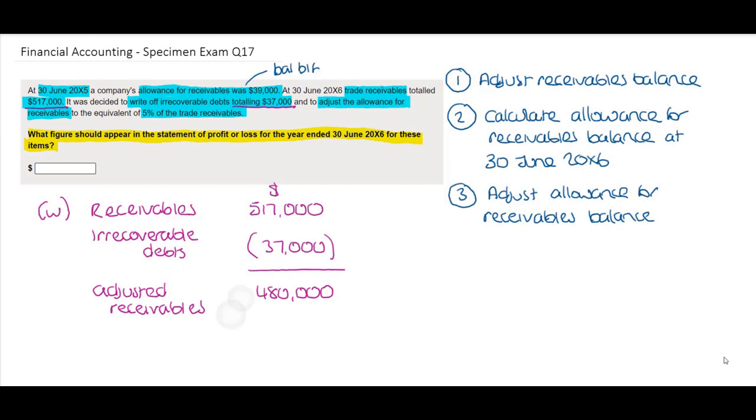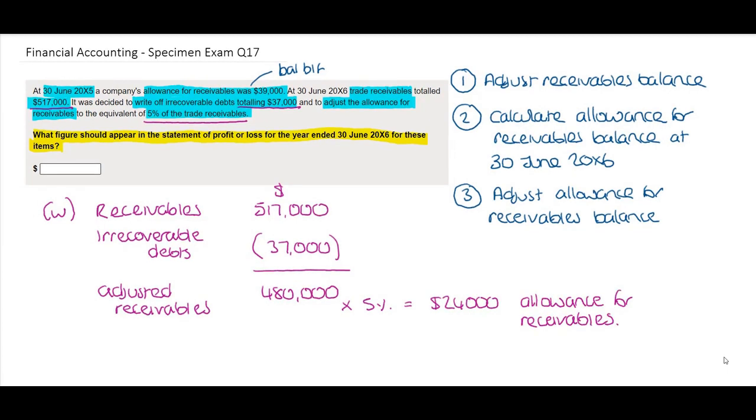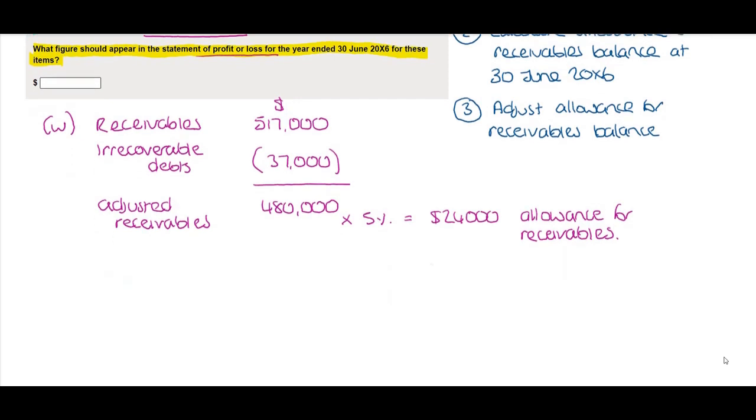It's on this figure that we'll then be able to calculate our allowance for receivables. It tells us it should be the equivalent of 5% of the trade receivables balance. And so if we multiply by 5%, we will get our closing balance for the allowance for receivables, which amounts to $24,000. This is the closing balance for allowance for receivables, but it doesn't tell us what should be included in the statement of profit or loss. Let's look at the ledger account so we can see the movements.